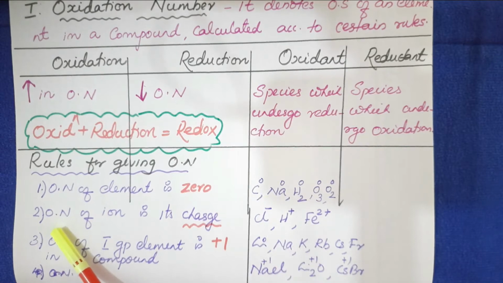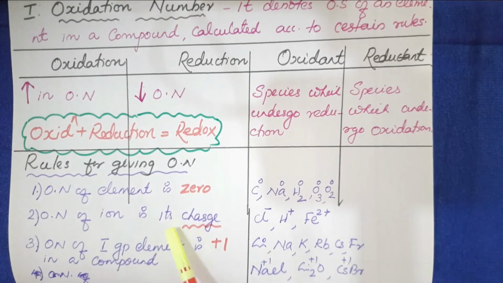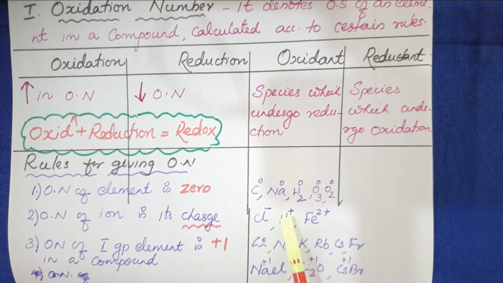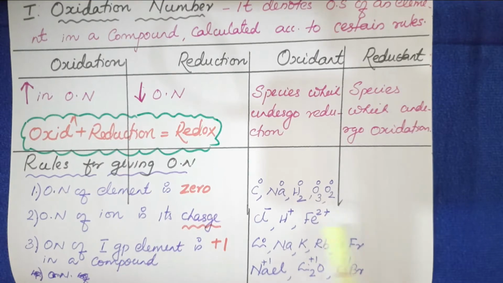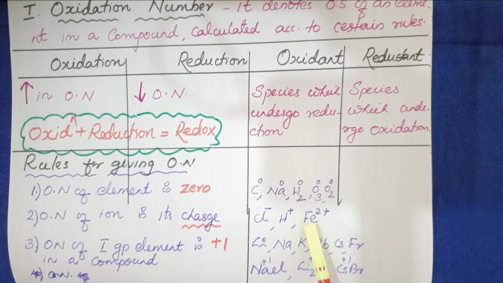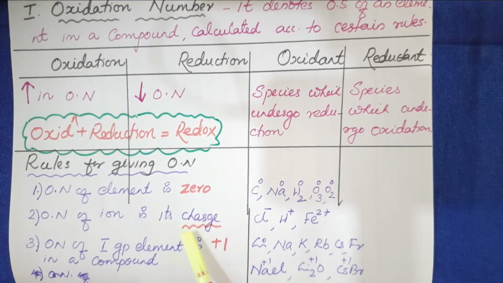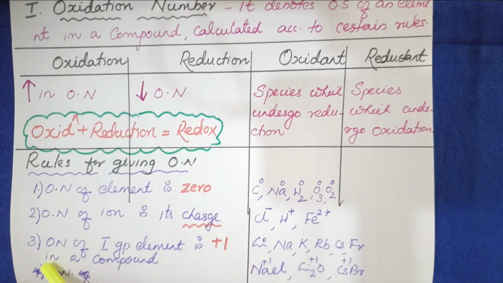Okay. Rule number 2. Oxidation number of an ion is its charge. Here the examples are Cl⁻, H⁺, Fe²⁺, etc. You know, these are not elements, they are ions. Here Cl⁻ has a charge of -1. Therefore, the oxidation number of Cl⁻ is -1. In the case of H⁺, oxidation number is +1. In the case of Fe²⁺, oxidation number is +2. That means, oxidation number of an ion is its charge. Clear?